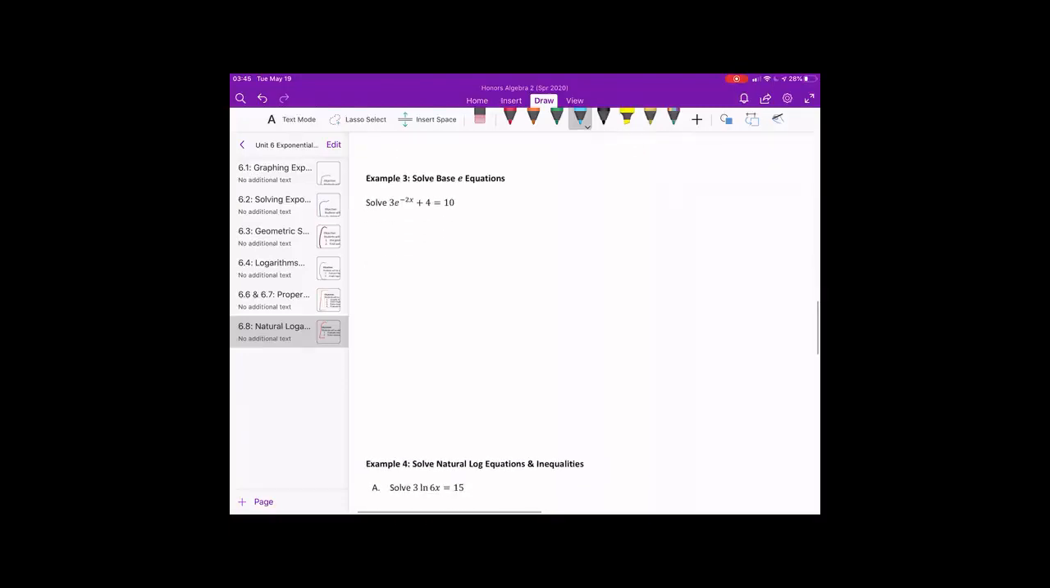And so we've got 3e to the negative 2x power plus 4 is equal to 10. And so we're still going to use PEMDAS. That never goes away, right? Working up to solve. And so I'm first going to subtract 4 from both sides. And so I get 3 times e to the negative 2x is equal to 6. And then I'm going to divide both sides by the 3. And so I get e to the negative 2x is equal to 2.